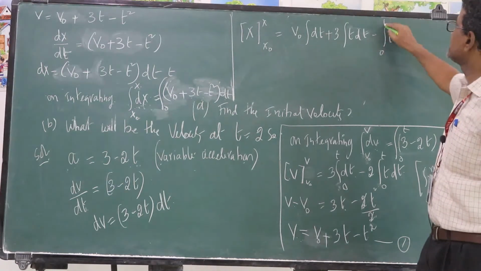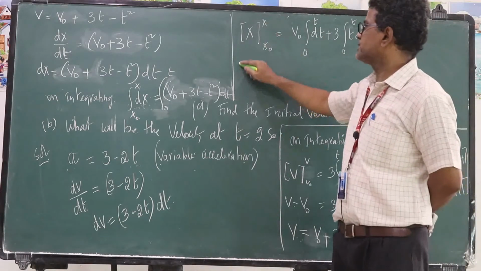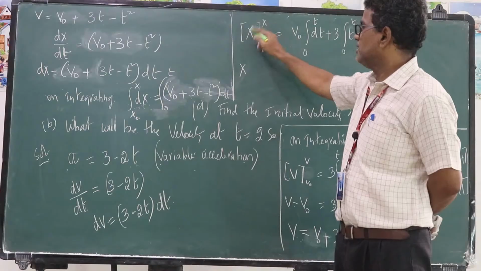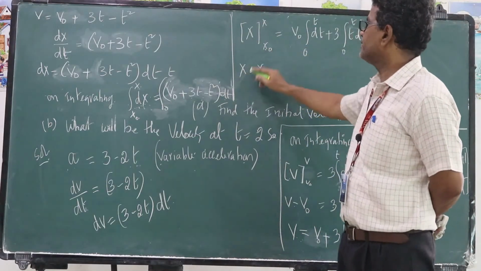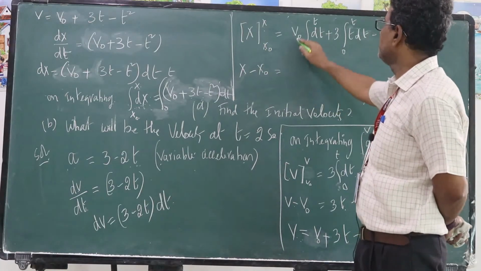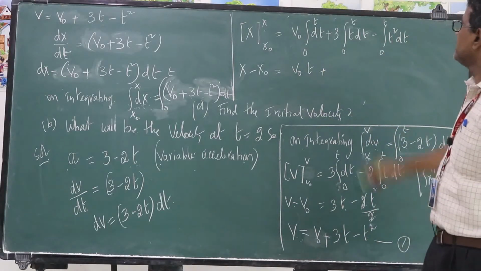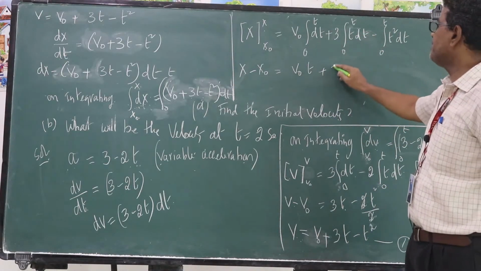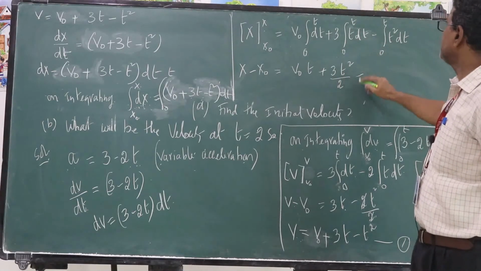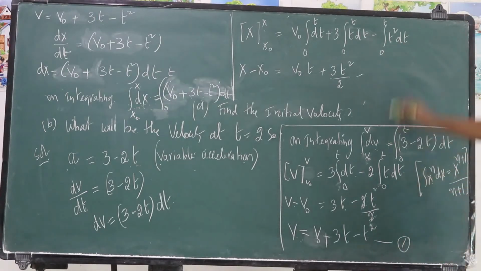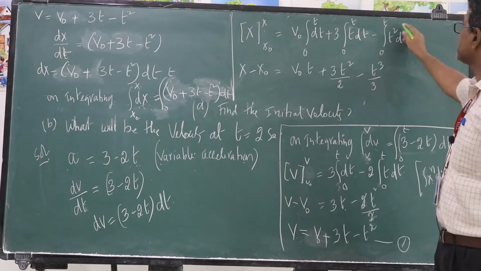So limits are 0 to t, x naught to x. So integral dx is x. After integration you substitute the limits, upper limit minus lower limit. x minus x naught is equal to v naught integral dt, that is t, plus 3 integral t dt, that is 3t square by 2, minus integral t square dt, that is t cube by 3, limits 0 to t.